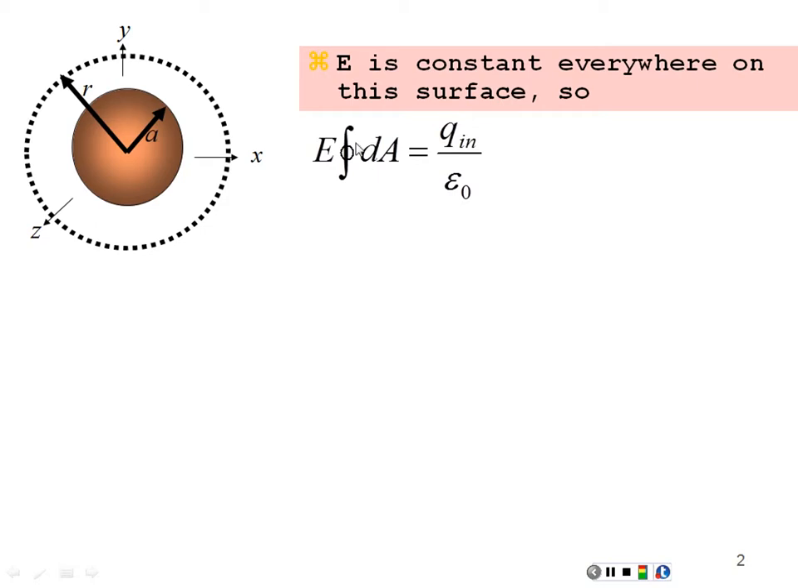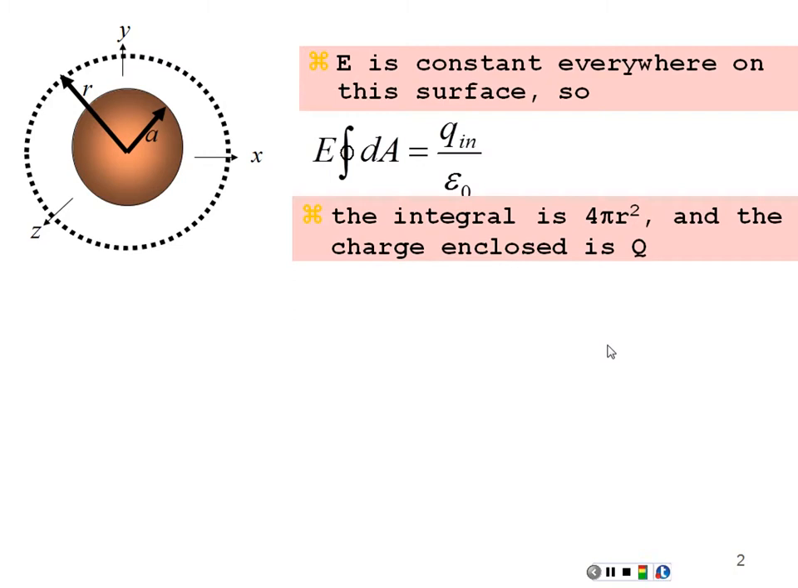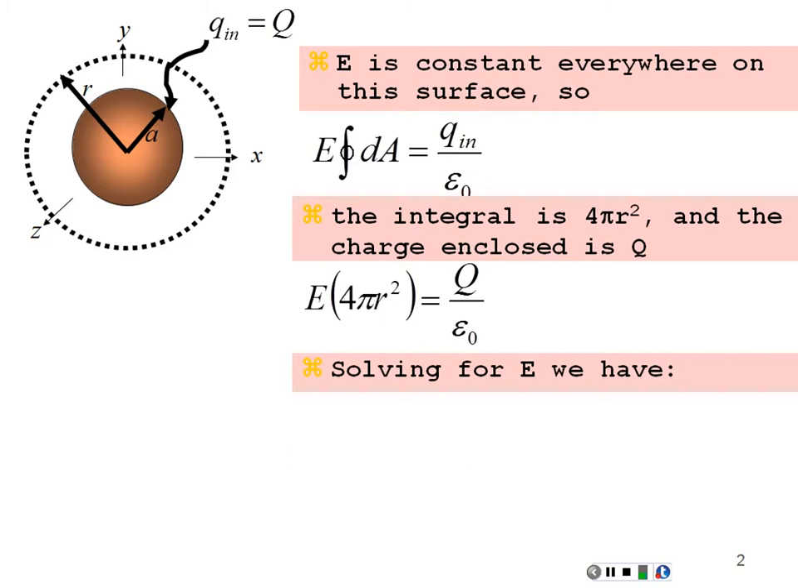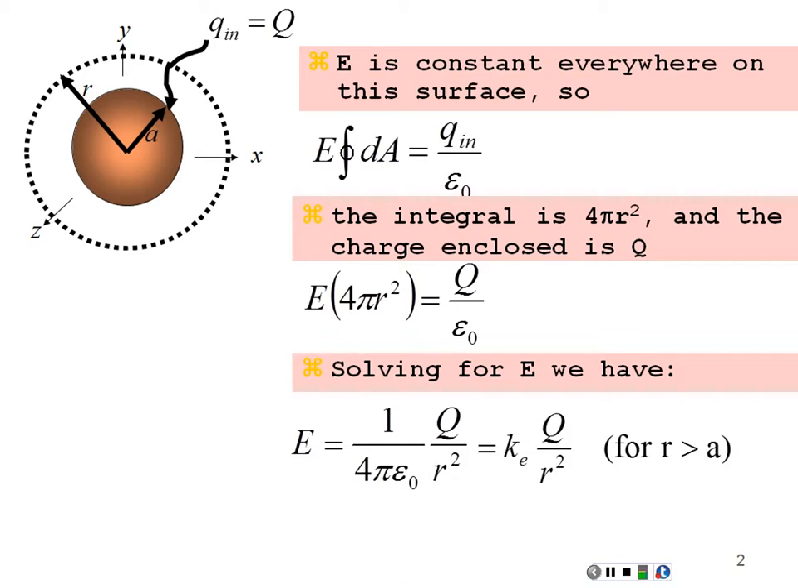The integral of dA is simply the area of our Gaussian sphere, which is 4 pi r squared, and the charge enclosed is Q. So we now have E times 4 pi r squared equals Q over epsilon naught. Solving for E, we have E is equal to 1 over 4 pi epsilon naught, big Q over r squared, which is our K electric, big Q over r squared.